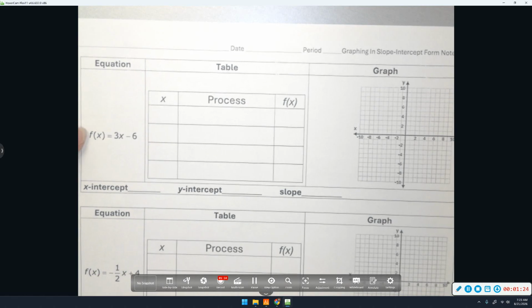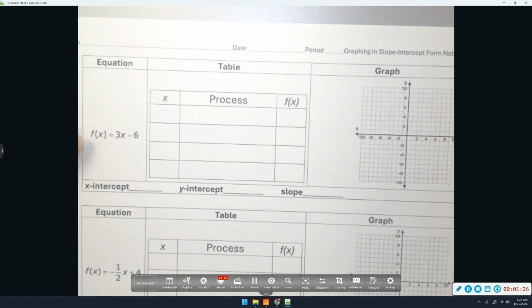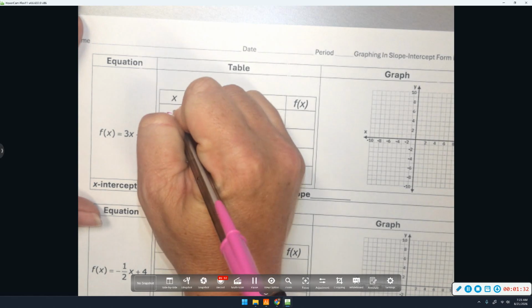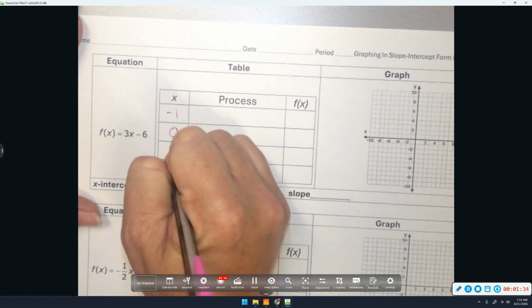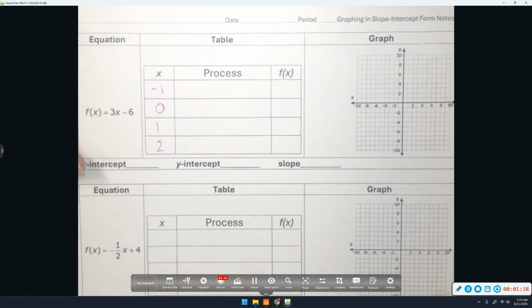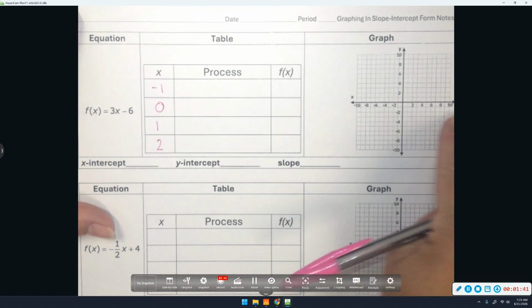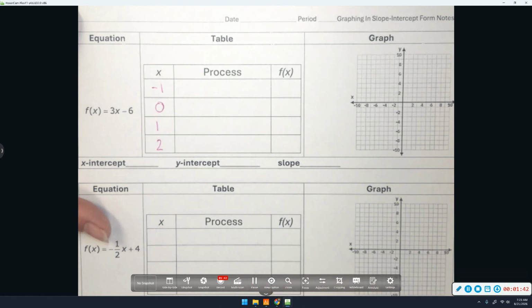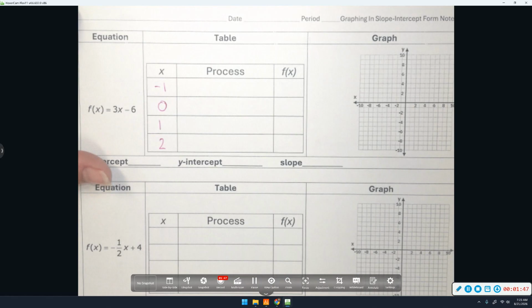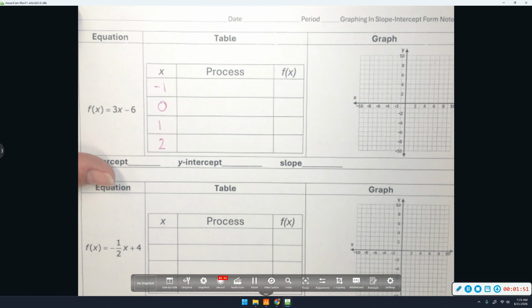So first things first here, we have this equation: 3x minus 6. I'm going to do -1, 0, 1, 2. I just picked 4 points, or 4 x's, that I know would show up on this graph. In the process to find the y, what would I do? Who knows? What could I do?